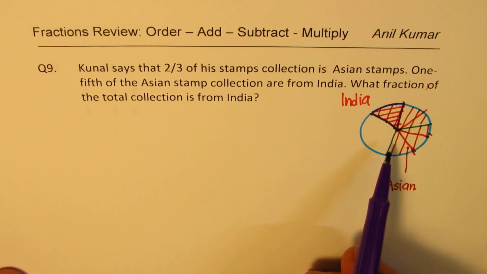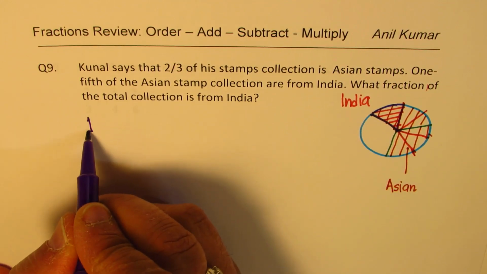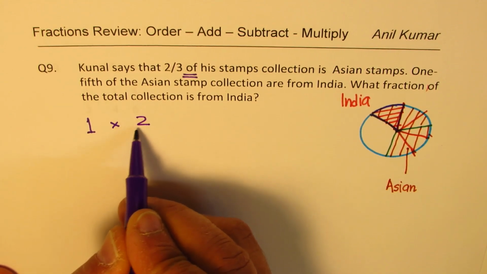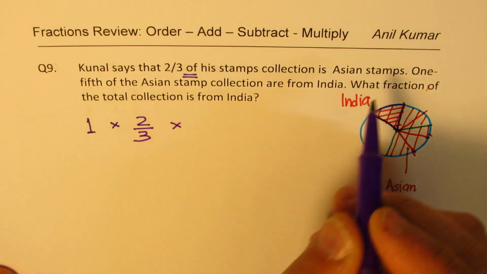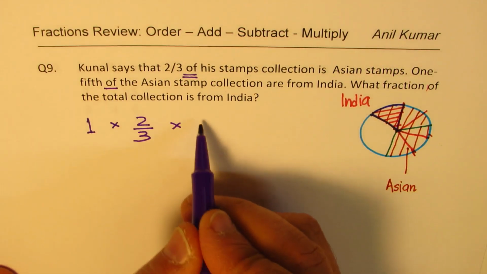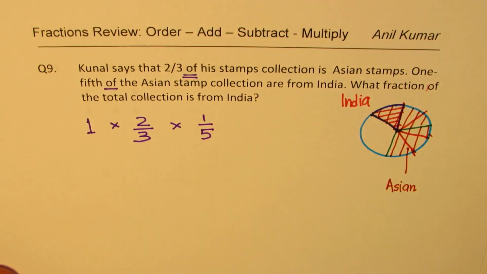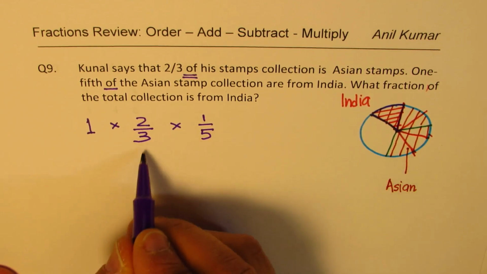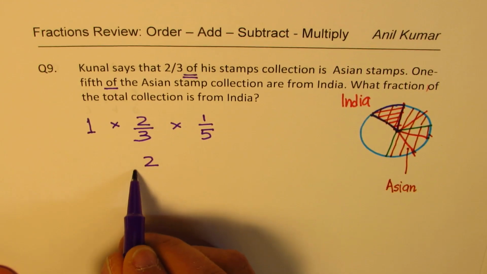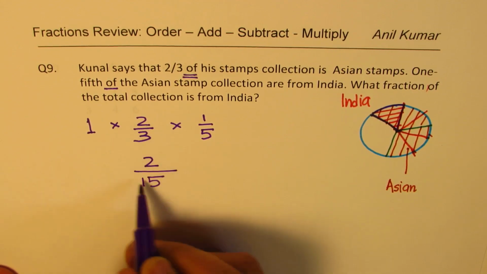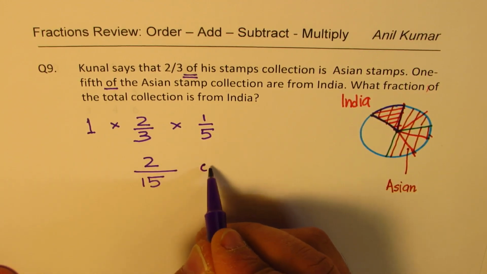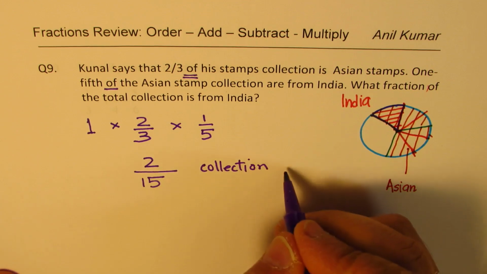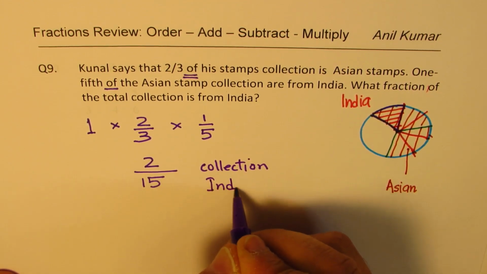So how are we going to write the answer? We start with 1 whole and we multiply by 2/3 because it is 2/3 of the whole. And then we multiply by 1/5 of that. Do you see 1/5 of it, like this? So when you multiply, 1 is 1 over 1. We get 2 on the top and 5 times 3, 15, in the denominator. So that is what you get. So that is the collection from Indian stamps.